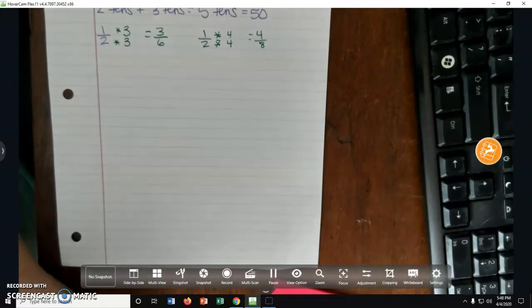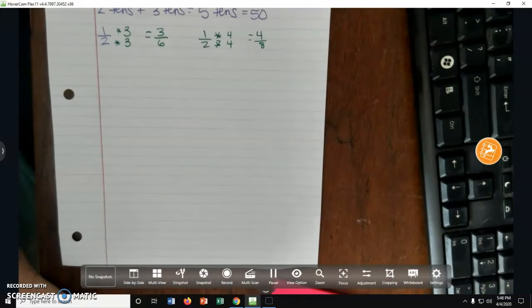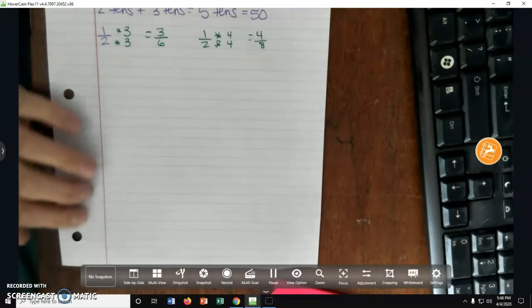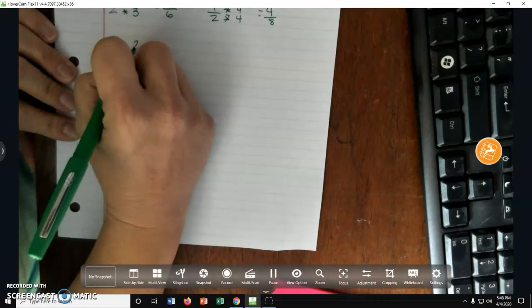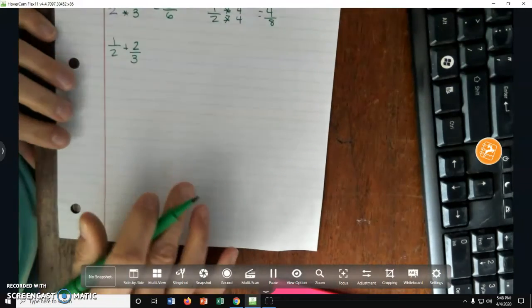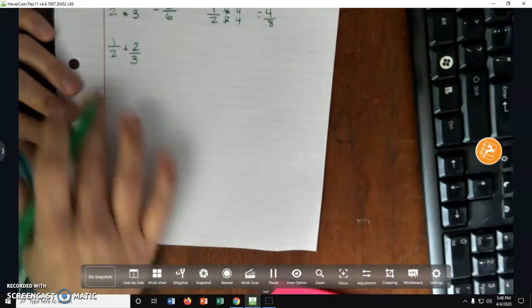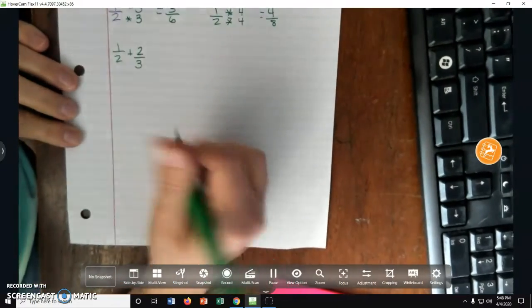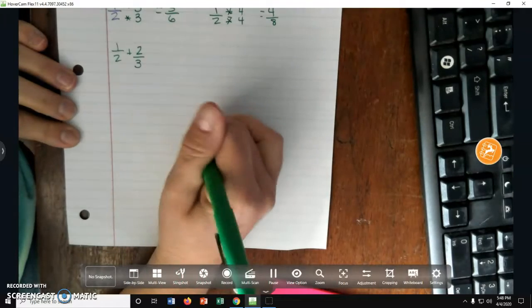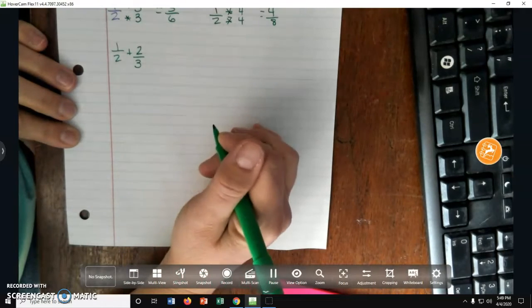Super easy there. So let's look at a problem: 1/2 plus 2/3. Before, we've been looking at this, we can draw a model. We can draw 1/2, and we can draw another box with 2/3.